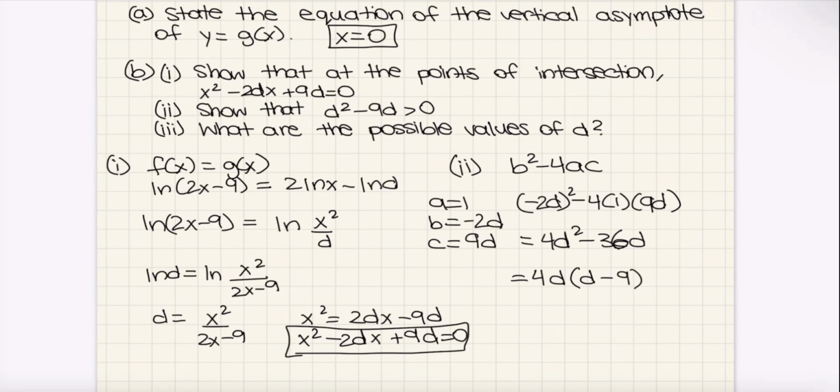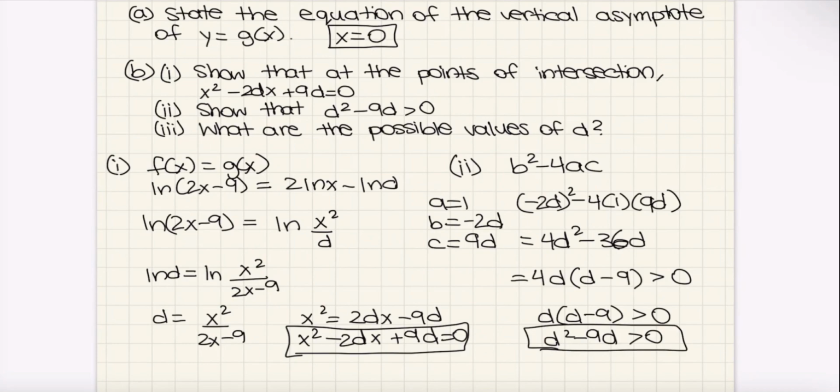Now, in order for there to be two solutions, the discriminant must be greater than 0. Then we can divide by 4 on both sides to get that d times d minus 9 must be greater than 0, which means that d squared minus 9d does indeed have to be greater than 0, so we've shown that too.